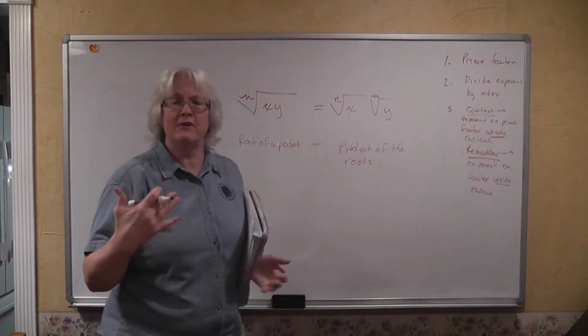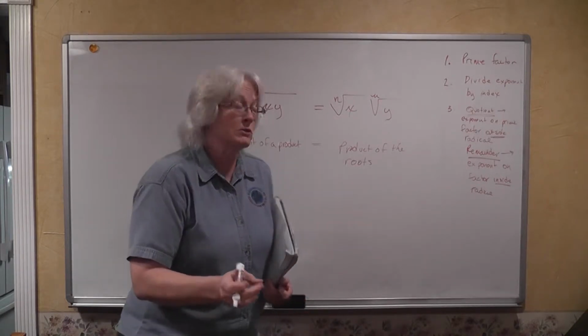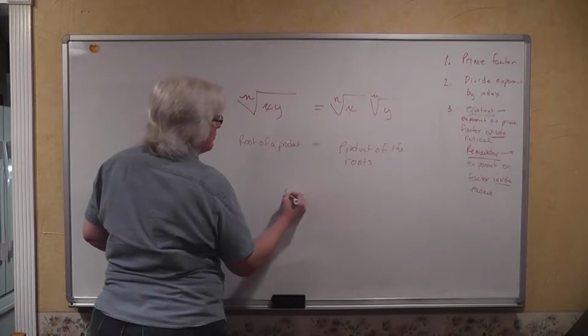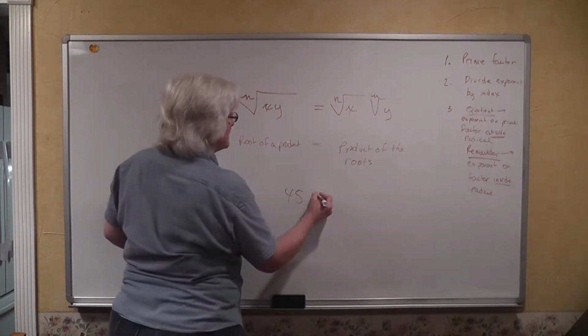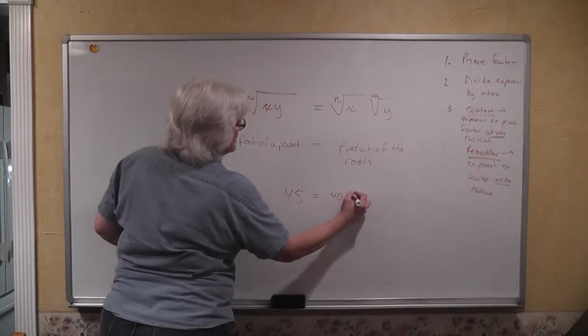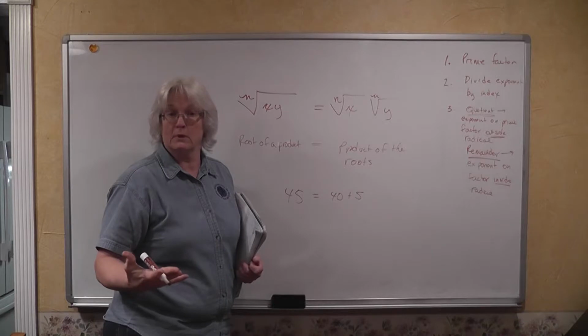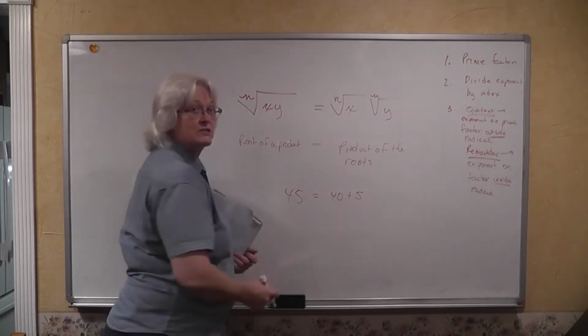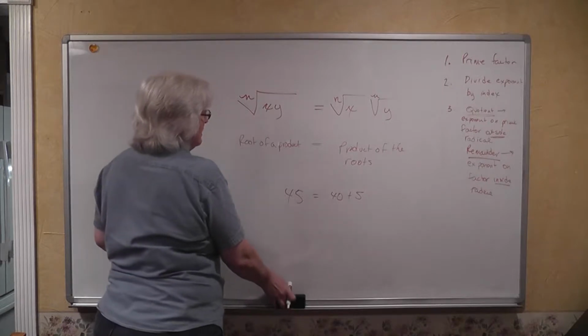In very general terms, this is like using expanded notation to express a number. 45 can be expressed very simply as the sum of the tens plus the sum of the units in there. 45 is the same as 40 plus 5. All right? This is the general idea that we're using here.